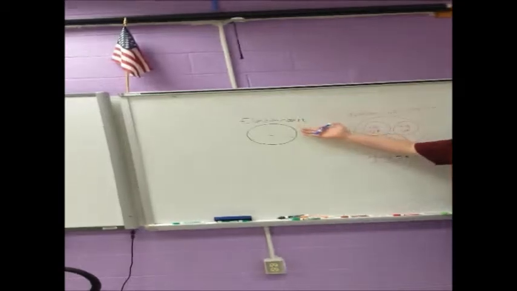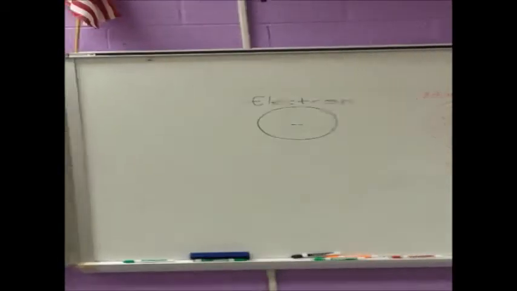Protons, neutrons, and other subatomic particles are made up of things called quarks. There are 6 types of quarks: up, down, strange, charm, top, and bottom. But today we're only going to focus on 2, up and down. An electron, a proton, and a neutron.